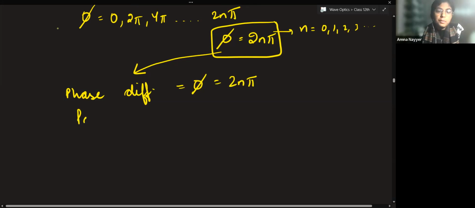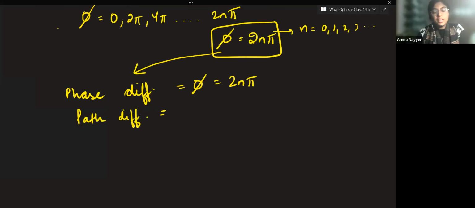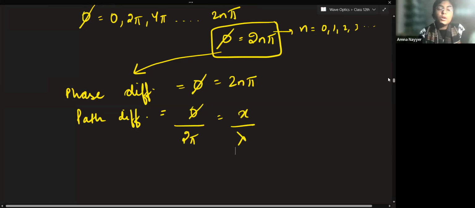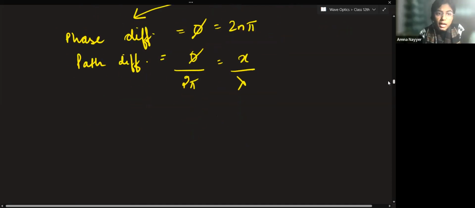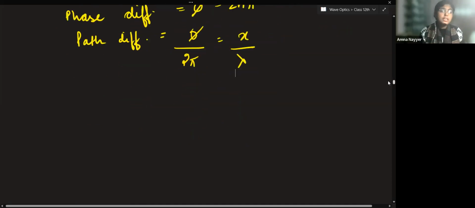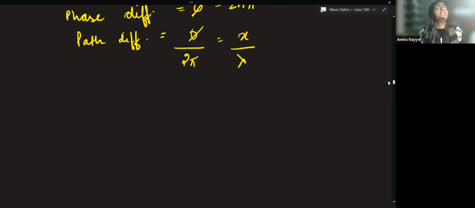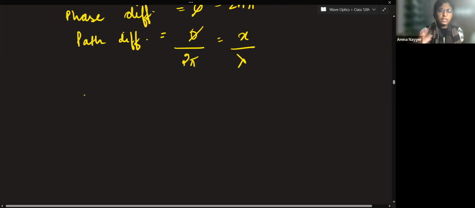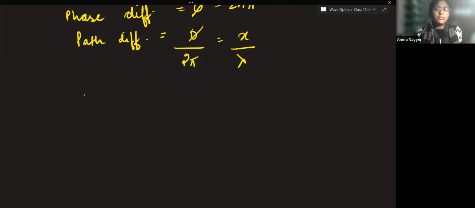Now, path difference also we had studied, and there was a relation between path difference and phase difference: phi by 2 pi is equal to x by lambda. This we had seen in the last class. Now see what the path difference is for a bright fringe. Right now I'm talking only about the bright fringe. Everything we studied in the last class was generalized. Now we have a specific value, just for the bright one.